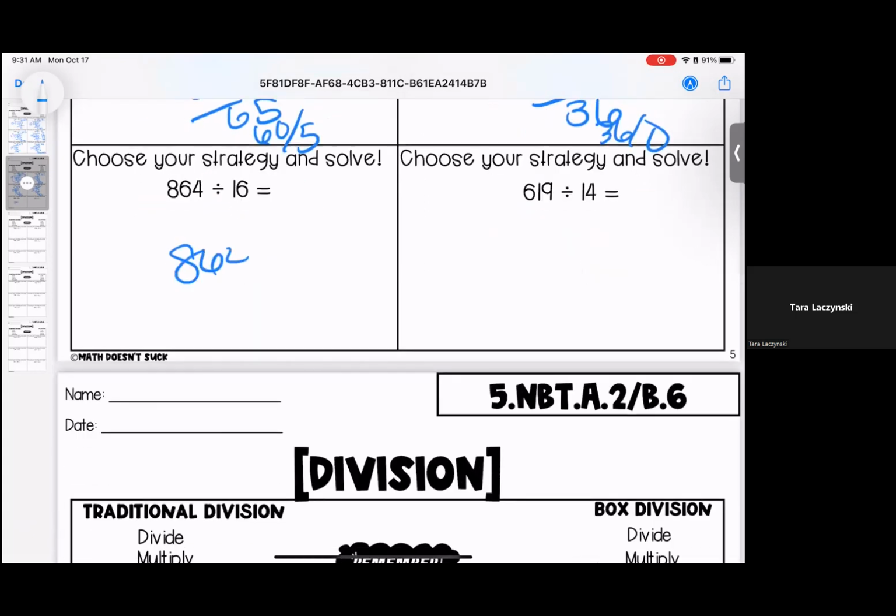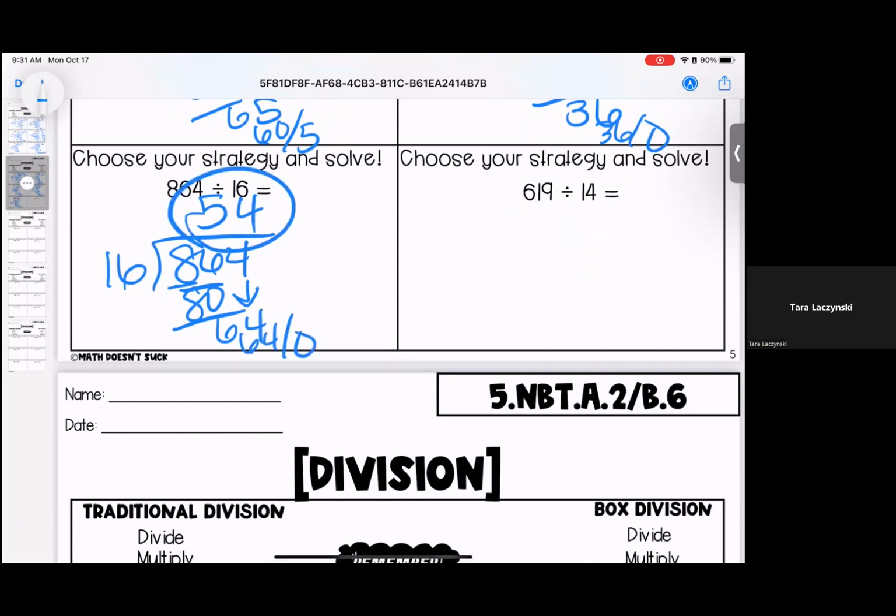We have 864 divided by 16. 16 does not go into 8, but it does go into 86. It's going to go in 5 times. 5 times 16 is going to give me 80. Subtract for 6, bring down my 4. 16, the closest that I can get to 64 is times 4. 16 times 4 is going to give me 64 on the nose, no remainder. My answer is 54.